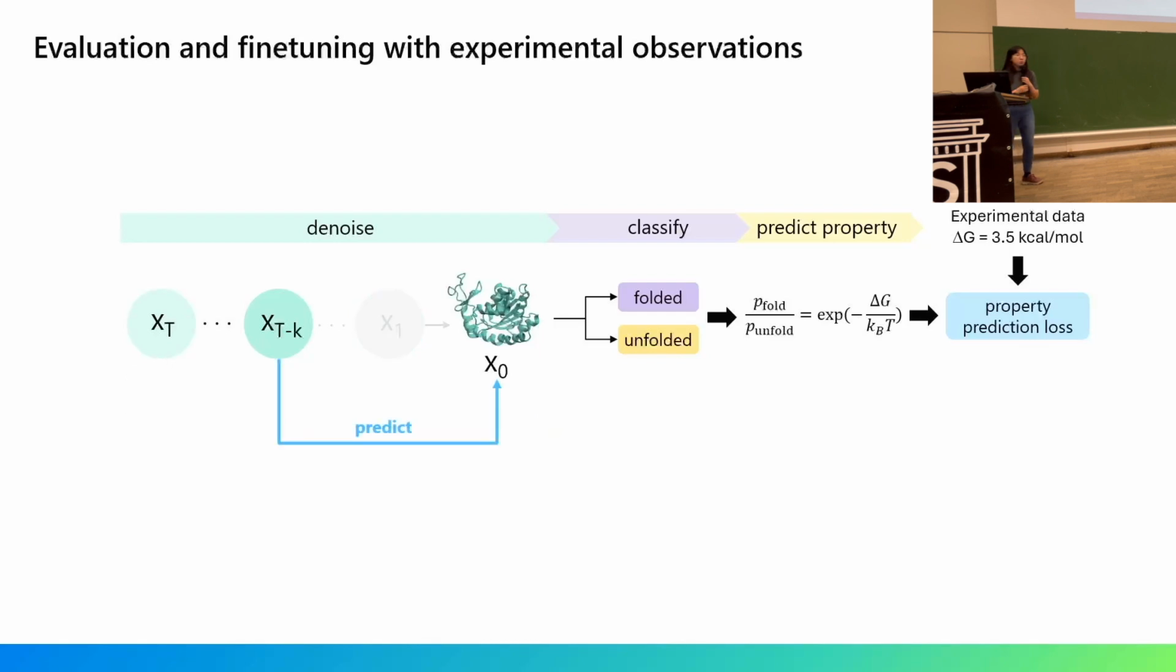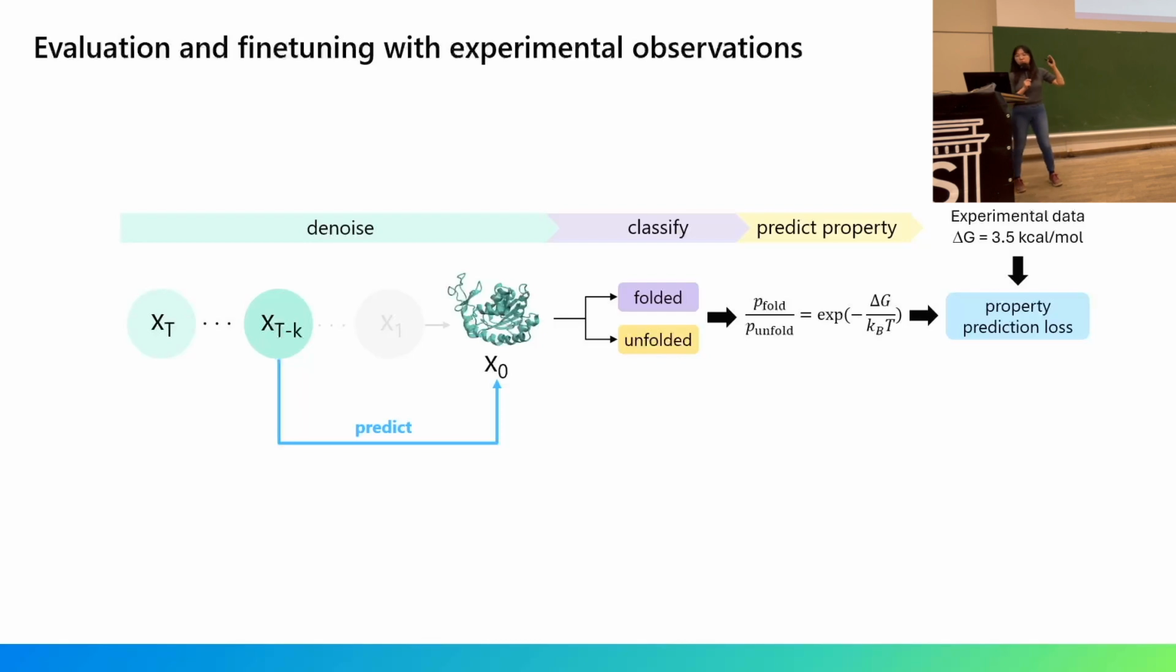So what we do is we actually found that there is a very nice property in this problem, because the folding and unfolding is actually a pretty global structure of the protein. So you don't really need a very fine, accurate structure at a very small scale. So we realized that you don't need to denoise it all the way to the clean structure. You can already get a very good estimate of the foldedness from a noisy structure.